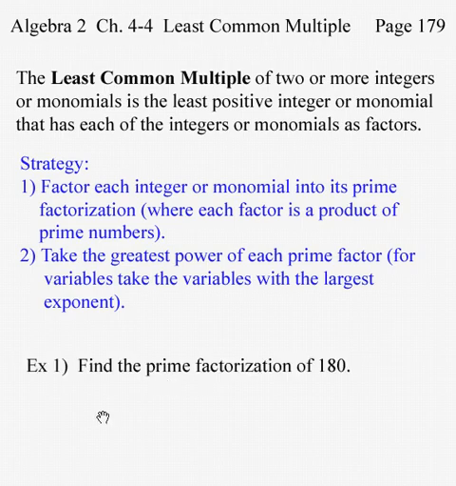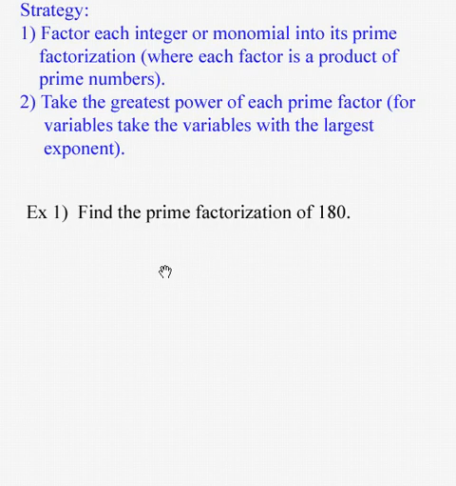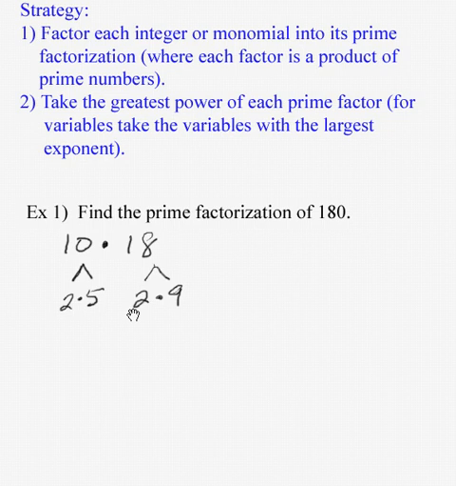But before we jump into least common multiples, let's look at step 1 of this strategy, in case some of you have forgotten how to do prime factorizations. So let's start out with the prime factorization of just a number, 180. We might say that that could factor as 10 times 18. And then 10 could factor as 2 times 5. 18 could factor as 2 times 9. 9 will then factor as 3 times 3.